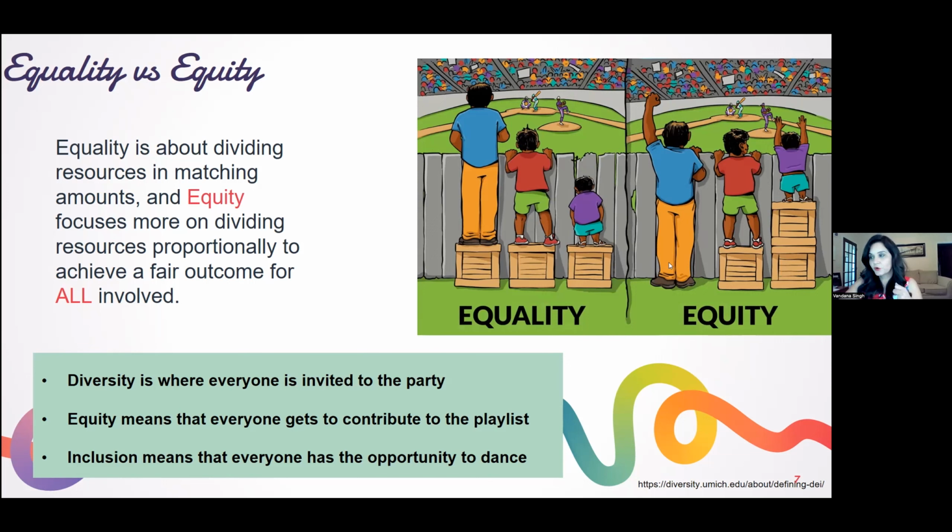So there's this quote from University of Michigan Diversity Institute, which I really like, which is, diversity is where everyone is invited to the party. Equity means that everyone gets to contribute to the playlist, and inclusion means that everyone has the opportunity to dance. So we acknowledge differences, we provide resources as needed, and then we make a commitment to include everybody. And that is what the differences between the terms diversity, equity, and inclusion are.